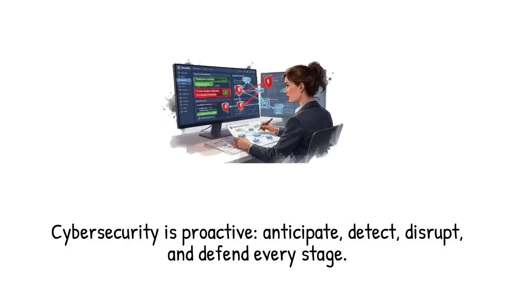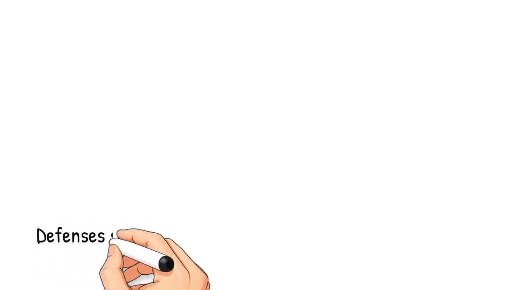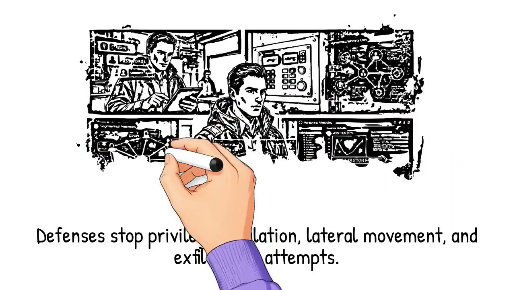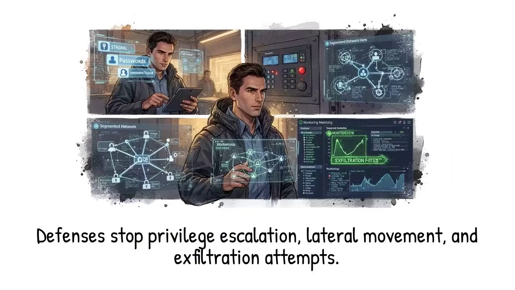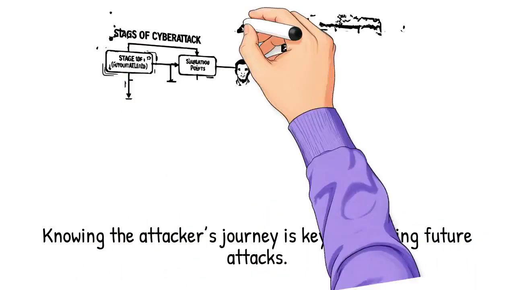Every stage of the attack lifecycle is an opportunity for defenders. Reconnaissance can be detected through unusual scanning. Enumeration can be blocked by firewalls. Initial access can be prevented with patching and training. Privilege escalation can be stopped with strong access controls. Lateral movement can be limited with segmentation. Exfiltration can be detected with monitoring. Understanding the attacker's journey is the key to stopping them.